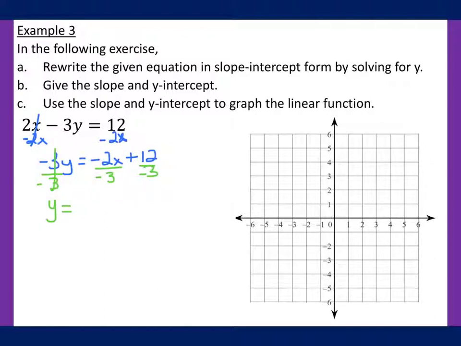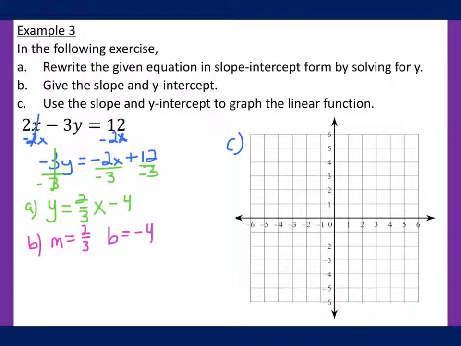Well, let's look at this first. A negative 2 divided by a negative 3, the negatives cancel out, but we want to leave it as a fraction. Don't change it to a decimal. It'd simply be now positive 2/3 x. 12 divided by negative 3 gives us a negative 4. So this is part A. We just solved this for y and wrote our equation in slope-intercept form. Part B asks us now to give the slope and the y-intercept. Remember, our slope is what's in front of x, and our y-intercept is what's being added or subtracted out to the side. And then part C, they want us to graph it.